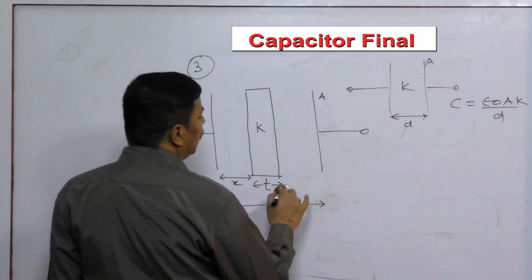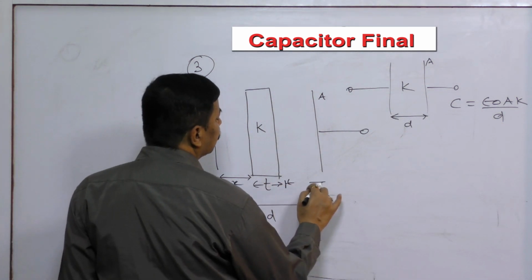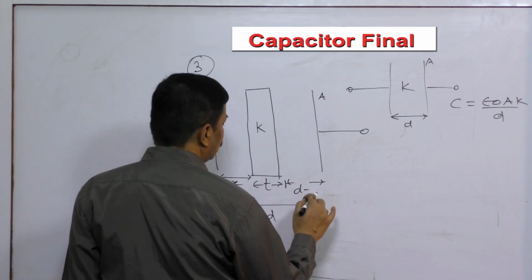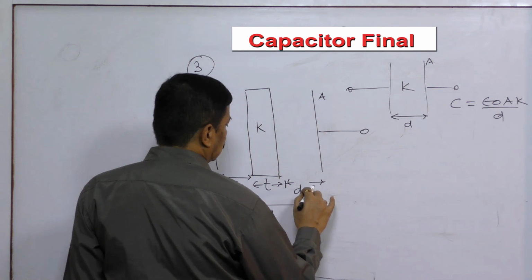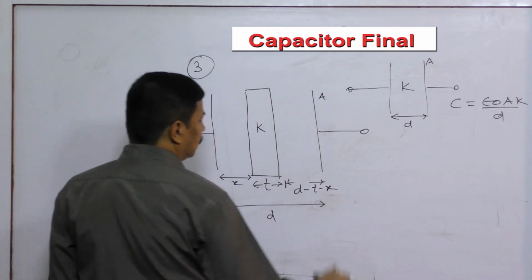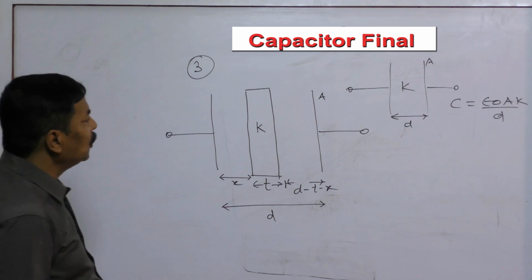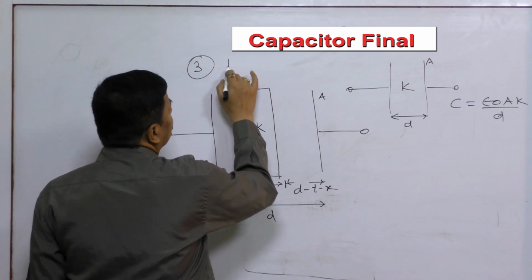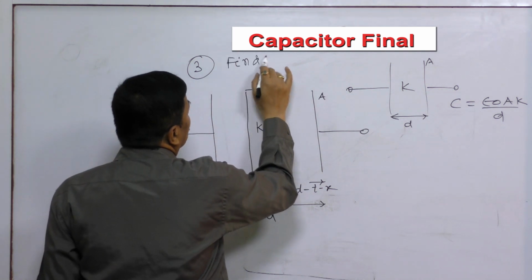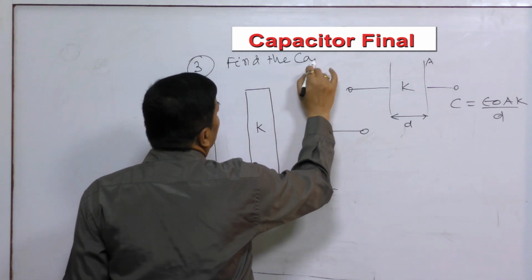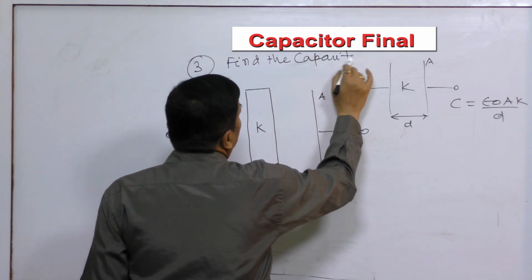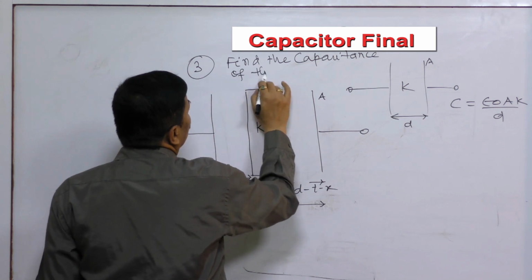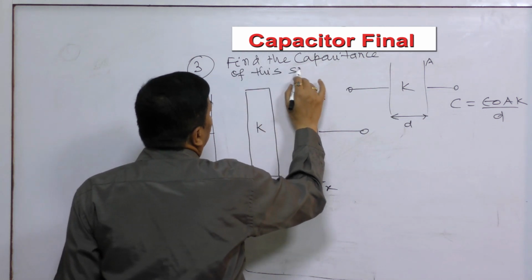So this distance will be D minus T minus x. This distance is this. Now you have to tell me the capacitance of this capacitor. Find the capacitance of this system.